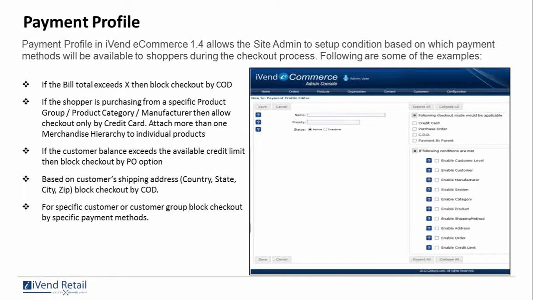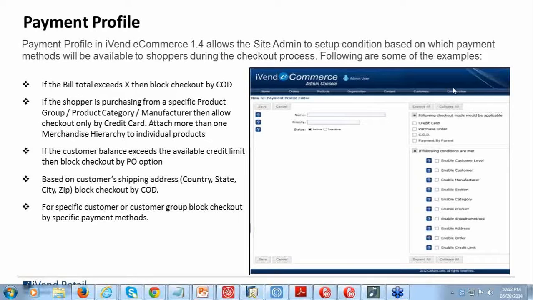Attaching more than one merchandise hierarchy to individual products. Next could be if the customer balance exceeds the available credit limit, then block checkout by purchase order option. Another could be based on customer shipping address, block checkout by cash on delivery. Next could be for a specific customer or customer group, block checkout by specific payment methods. So all these can be set up from our iVend eCommerce admin console.